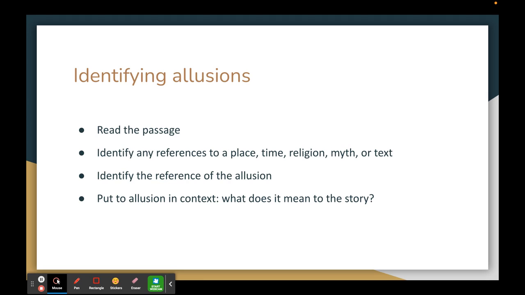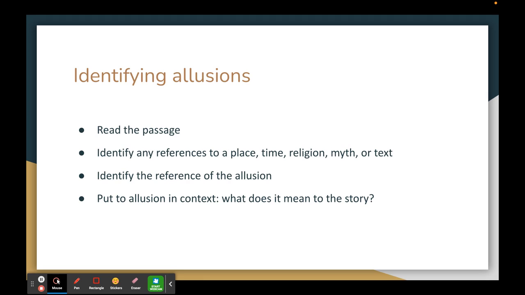And if you come across a phrase that you don't recognize, mark it. Take your highlighter, take your pen or pencil, and highlight that or underline it. Any references to a place, time, religion, myth, or another text are likely to be an illusion.